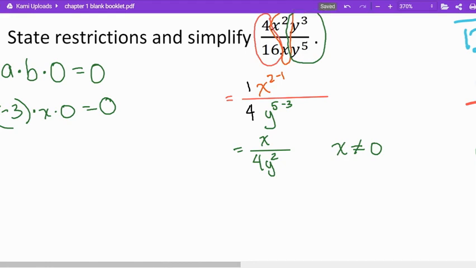Okay, let's look at the y. What would happen if y was 0? Well, 16 times x times 0. Oh, so all of this would be 0. So y also cannot be 0. So these are restrictions. I'm saying this is a simplified version so long as x and y are not equal to 0.